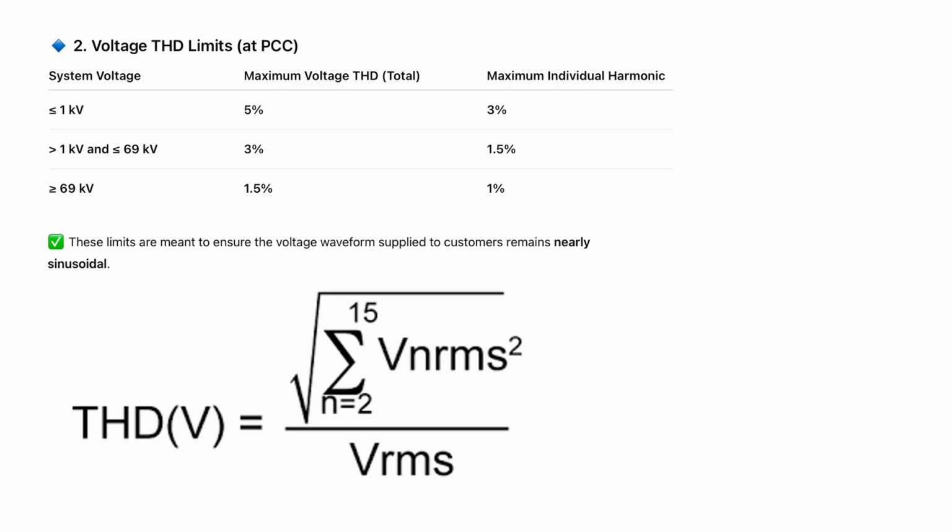If these limits are crossed, you can face issues like capacitor failure, overheating in transformers, malfunctions of relays, and even penalties from utilities in some cases.